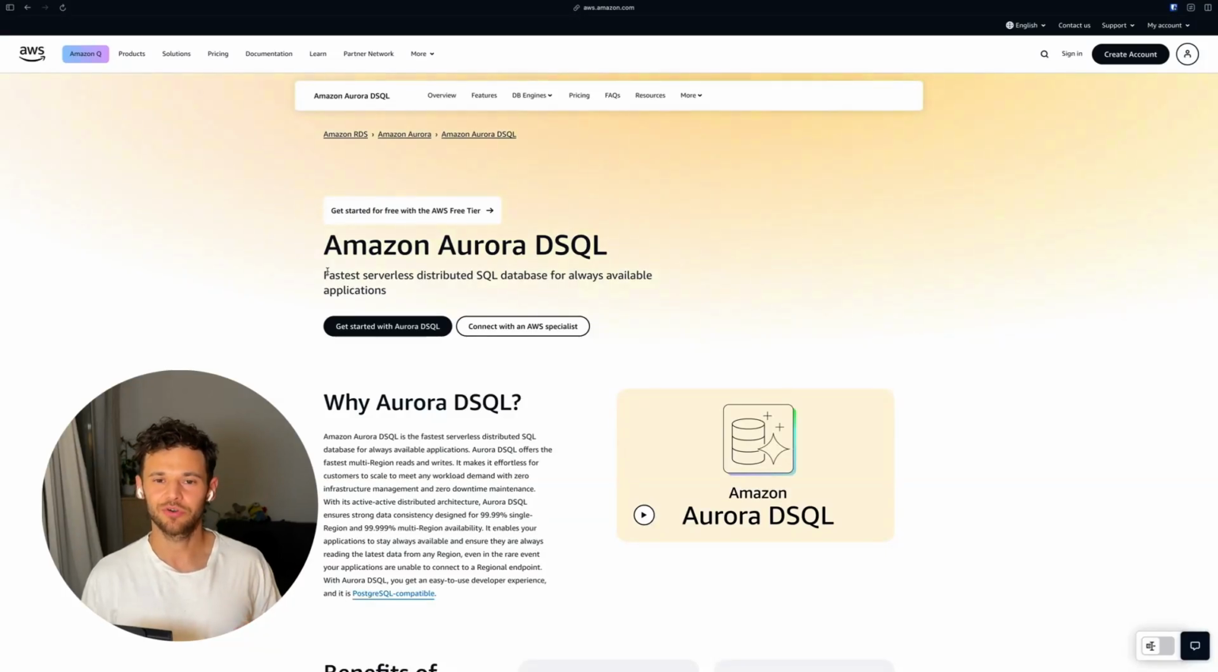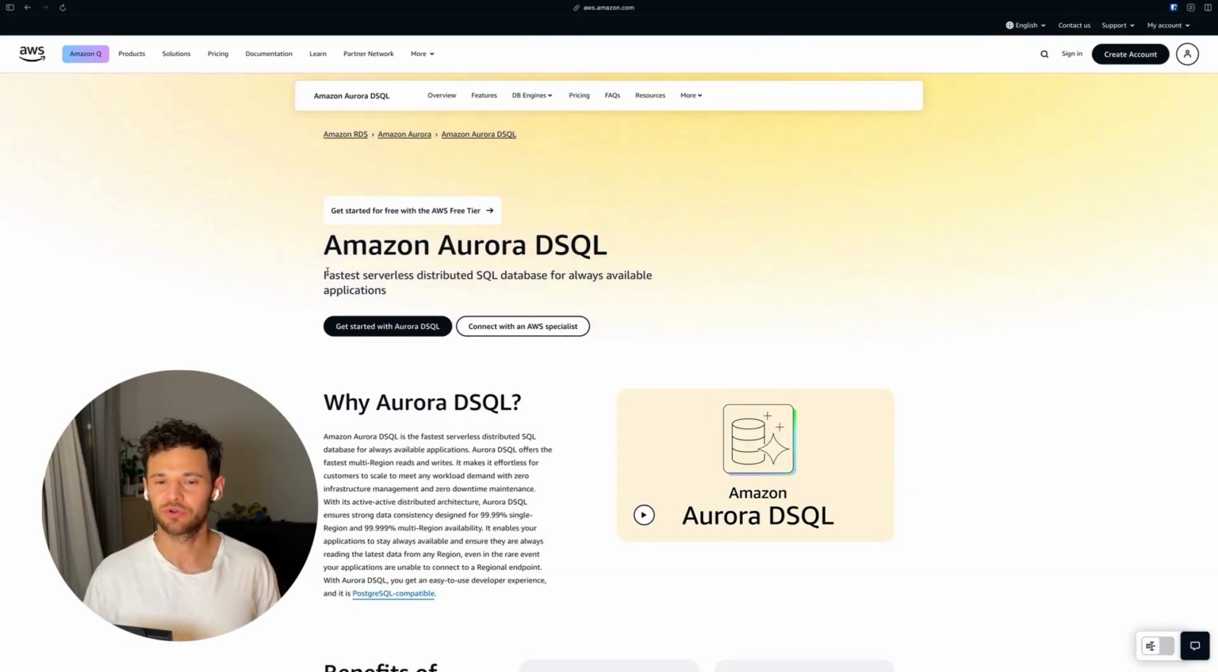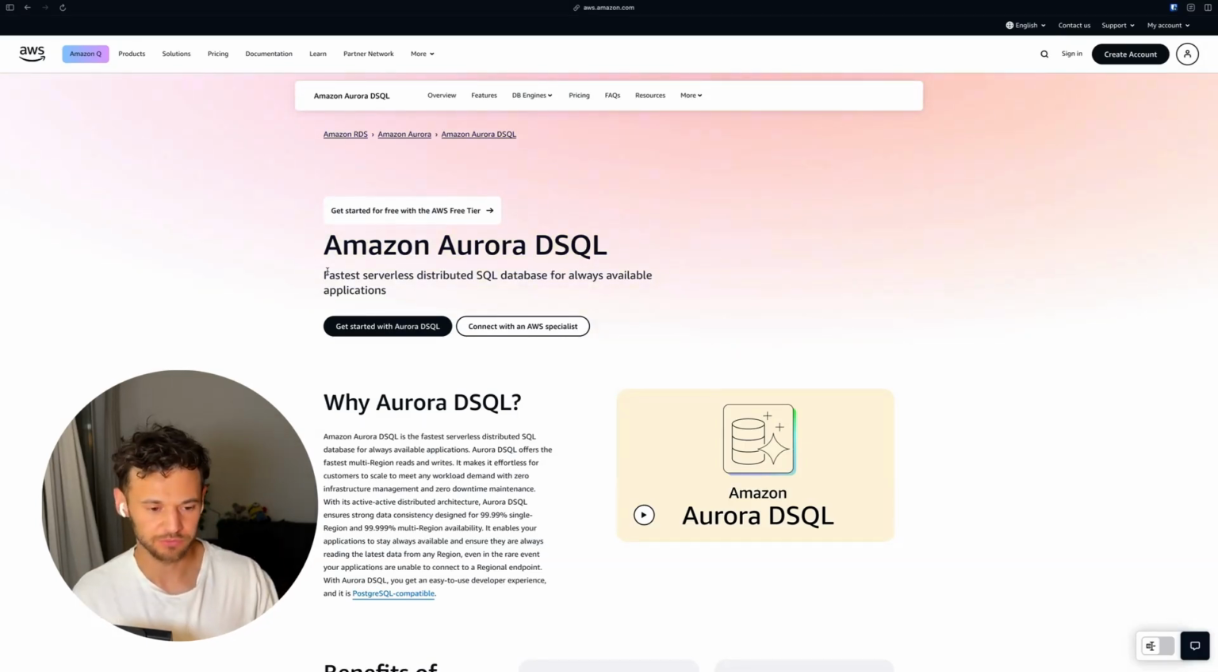So I think we all agree that Amazon Aurora DSQL, so distributed SQL, I think it means, is one of the coolest services that was launched in recent times at AWS. But I wanted to understand a bit more how the pricing works, and this is what we're looking into now.